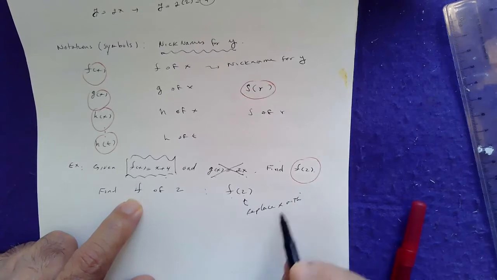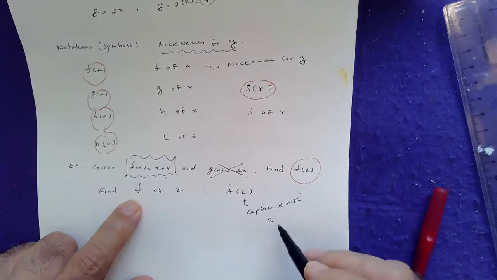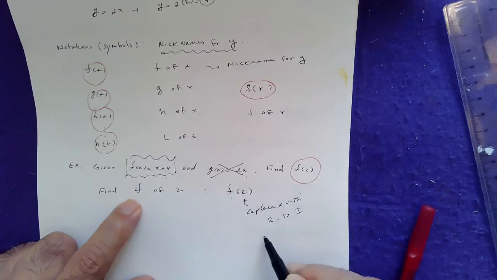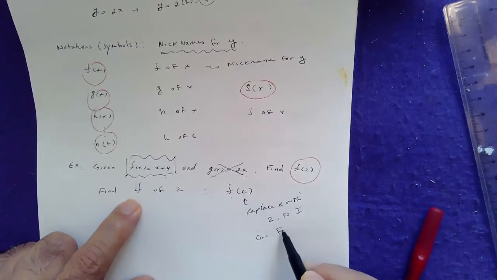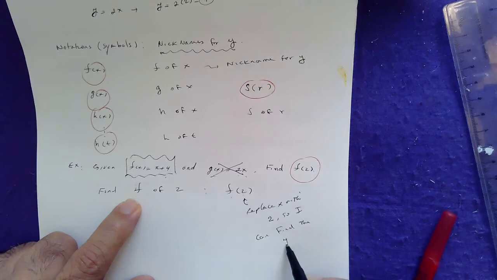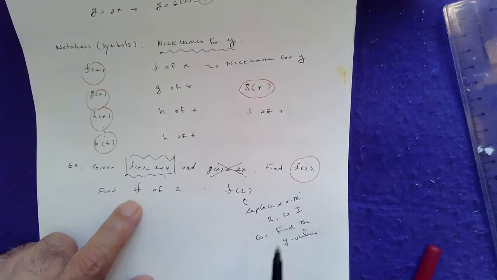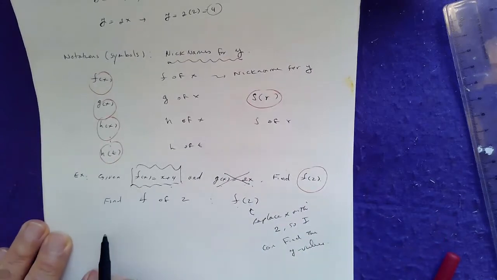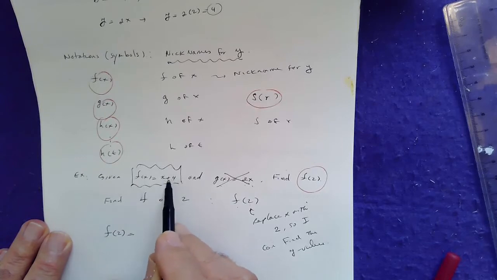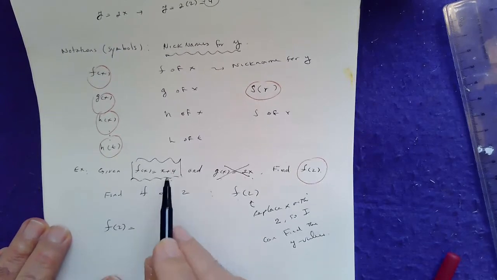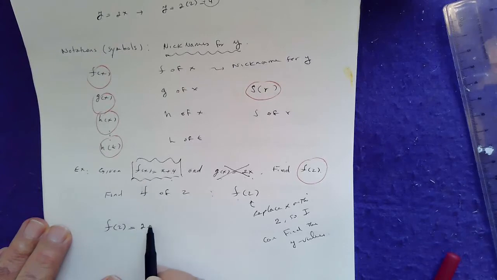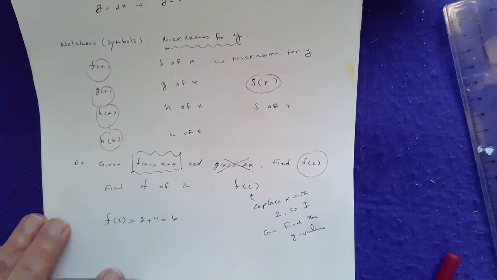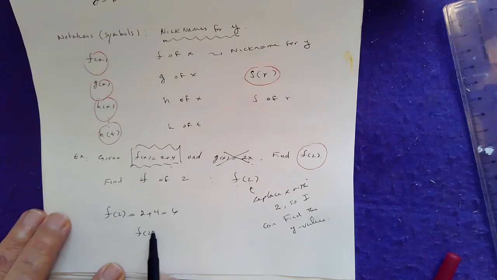X with what? 2. Why would I do that? So I can find what? Find the y value. Remember, f of x is a nickname for y, correct? So here's what we do. We go, okay, f of 2 is equal to what? Go back to the equation and replace the x with 2. And lo and behold, you get 6. So the answer is f of 2 is equal to 6.